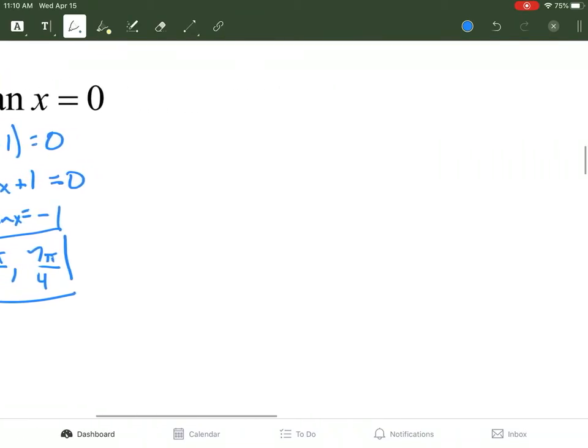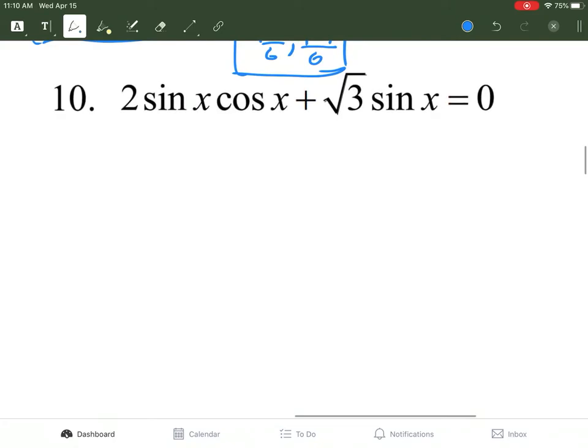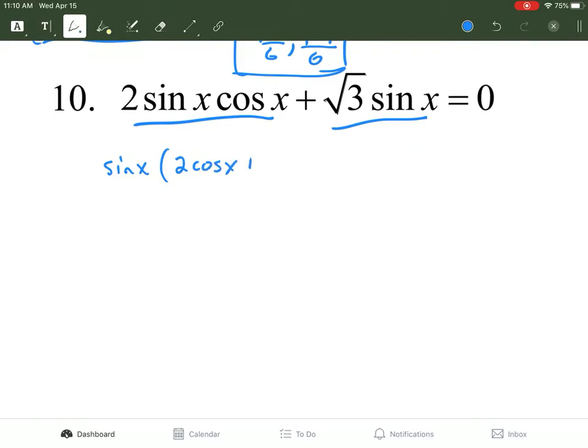All right, and then number 10. Okay, we have a bunch of stuff going on, but if you have 2 separate big terms, here's the first set of terms. Here's the second set. What do they both share in common? They both have sine. So we take a sine out. We're left with 2 cosine of x plus root 3 equals 0. Okay, so kind of like before, we took a greatest common factor of sine out. So we have sine of x equals 0. We have 2 cosine of x plus root 3 equals 0.